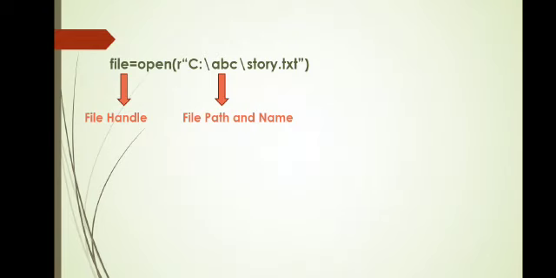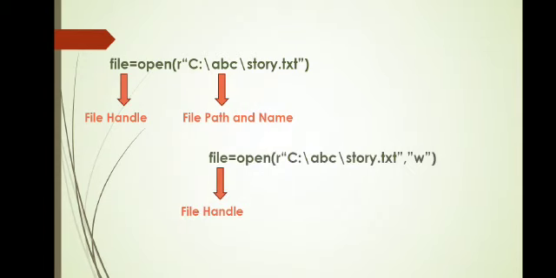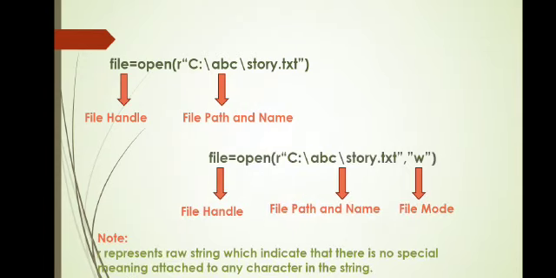In fact, we can say that this entire file path within double quotes is treated as a raw string. And what is a raw string? A string where, if any escape sequence is present, it will not be interpreted. This is again the example using the raw string, but here I have specified the mode of the file also. See the same example.